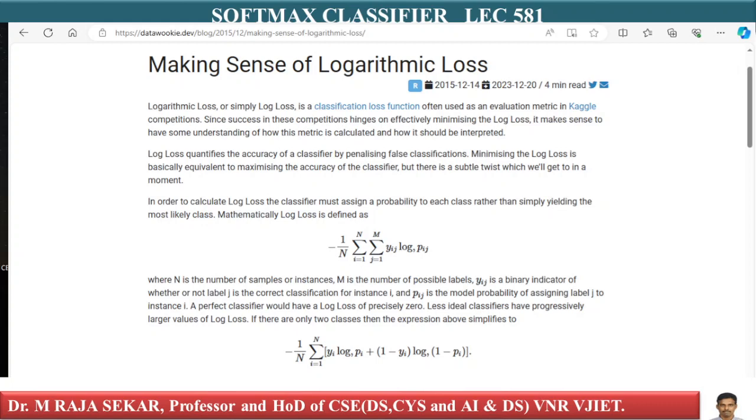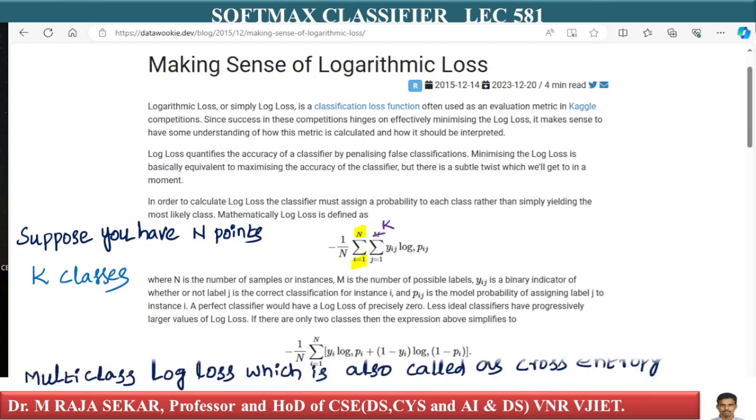In this case, suppose you have n points. Let me assume I have n points, i equal to 1 to n. Let's say k classes. Let me change my m to k. So you have capital N points and you have capital K classes. So multi-class log loss, which is also called cross entropy in some cases. This is an average value, isn't it? This is basically summing up.